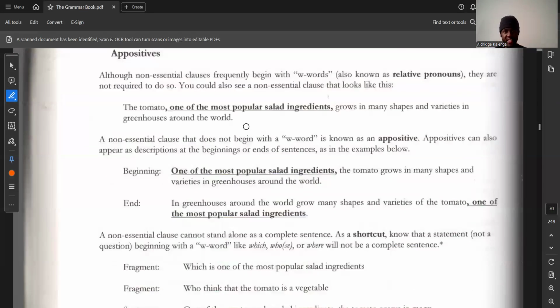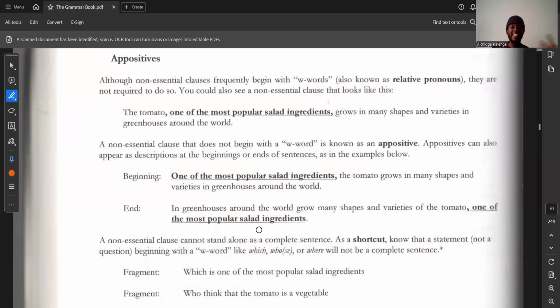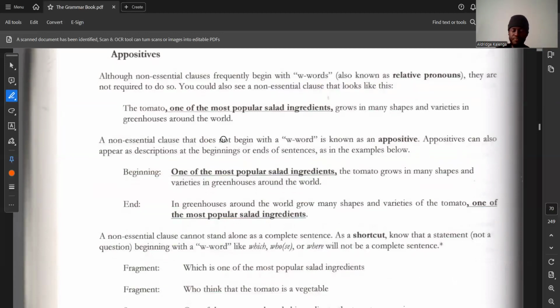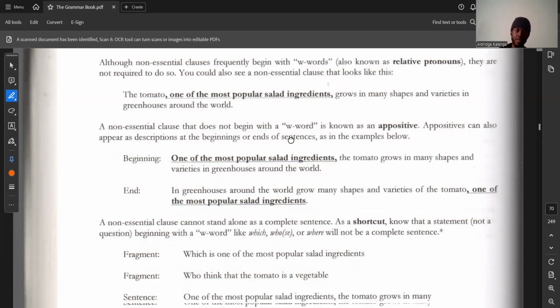Appositives, we just talked about this. These are non-essential clauses that don't begin with the W words or the relative pronouns. So the tomato, one of the most popular salad ingredients, grows in many shapes and varieties in greenhouses around the world. So one of the most popular salad ingredients is just modifying, giving more information about the tomato. We can take out that part, right? It's sandwiched by commas, and just say the tomato grows in many shapes and varieties in greenhouses around the world.